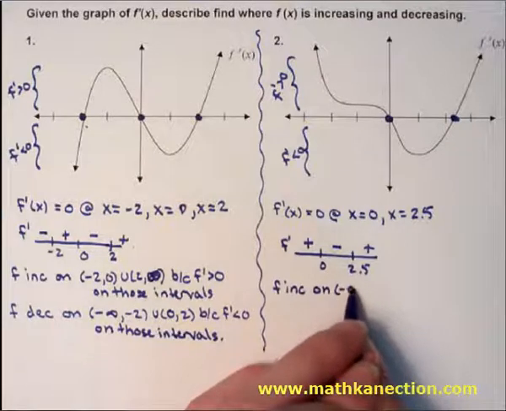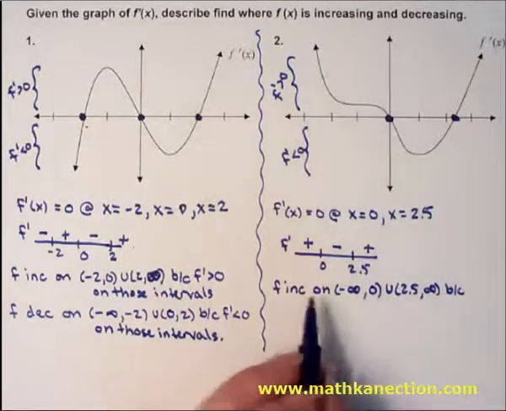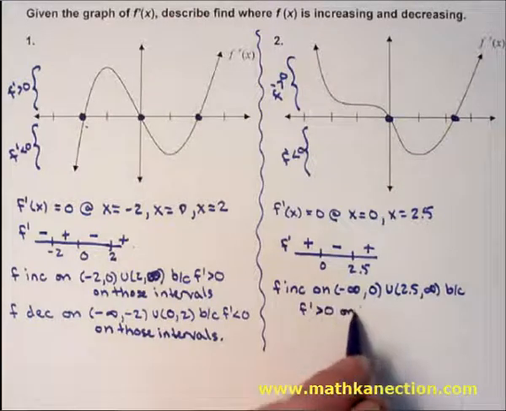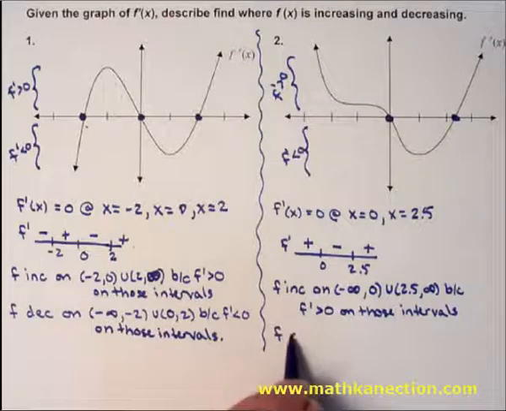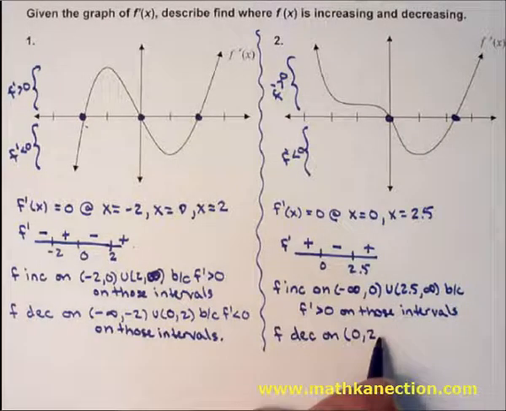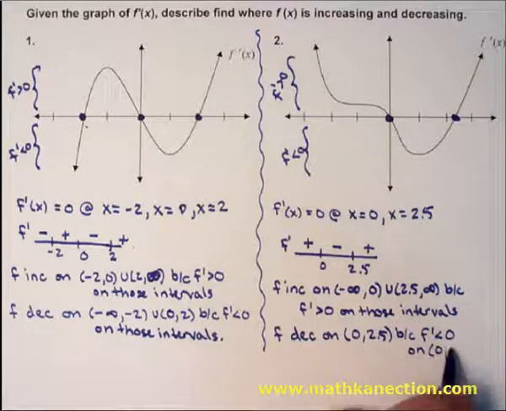So f is increasing on the interval from -infinity to 0, union 2.5 to infinity, because f prime of x is greater than 0 on those intervals. And then f is decreasing on the interval from 0 to 2.5, because f prime was less than 0 on those intervals.